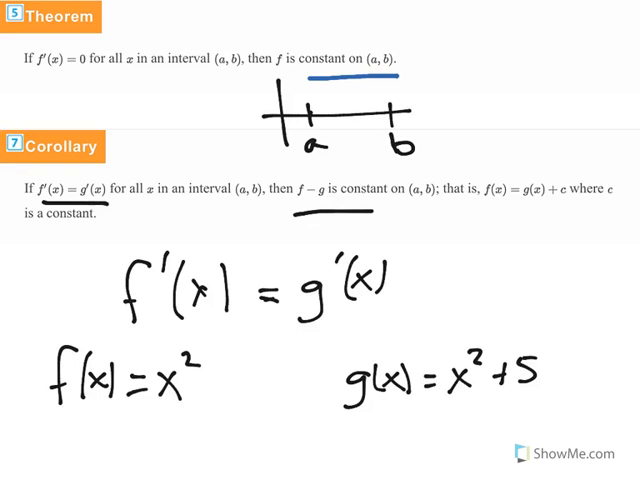So you could put it in a couple of different ways. You could either say that f minus g is constant, or you could say that f of x is equal to g of x plus some constant c. So they're going to be off by some constant c. In my example down below, c is actually the plus 5. That's the constant that they're off by. So this is going to be a really important result for us in the future, and that comes pretty quickly from talking about the mean value theorem.